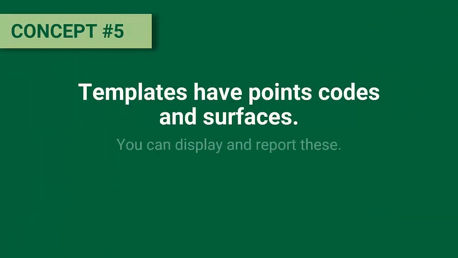Moving right along, this is concept number 5. I'm going to say this is probably one of our more complicated ones, so we'll spend a bit more time on it. But templates have a thing called a point code, a whole bunch of point codes associated with them. And they also have surfaces. And you can display and report both surfaces and point codes. And this is going to have a lot of implications in other windows.